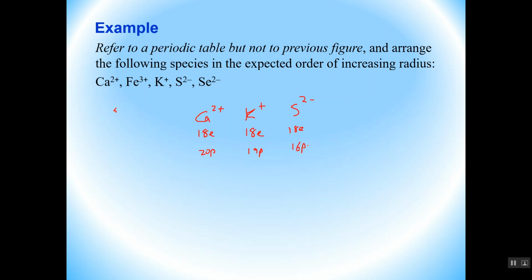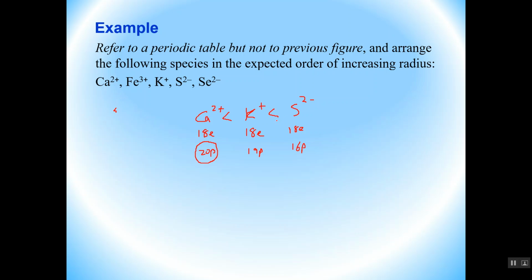So what that tells me is that because they're all isoelectronic, but because calcium has the largest number of protons, that means this nucleus is more positive than the others, and therefore its ionic size will be smaller. So the calcium would be smaller in size compared to the potassium, while the potassium would be smaller in size compared to the sulfide, all right?